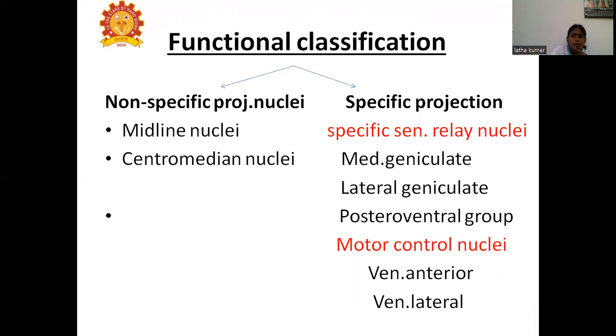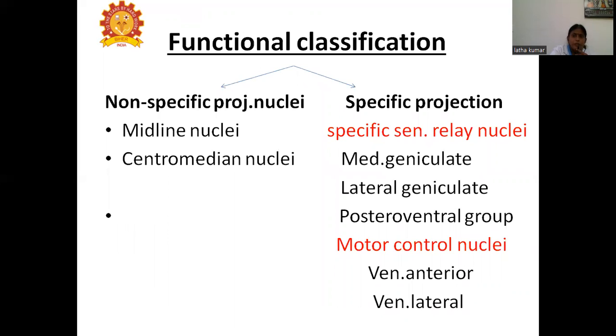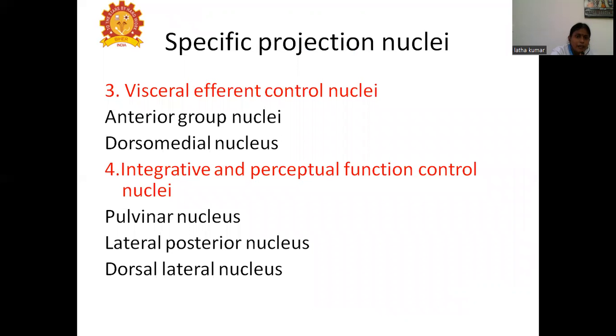Specific projection nuclei are divided further into four: specific sensory relay nuclei, motor control nuclei, visceral efferent control nuclei, and integrative and perceptual function control nuclei.